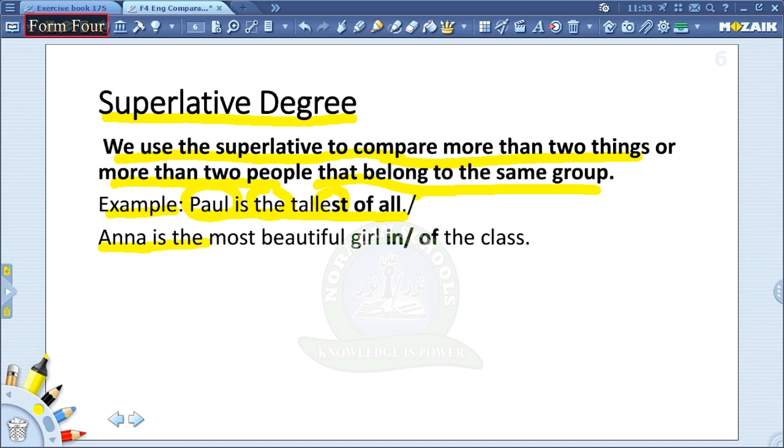Anna is the most beautiful girl in the class or of the class. In the class or of the class. So beautiful has three or four syllables. Beautiful. Three. Beautiful, or four. So we're going to use most and the article the.